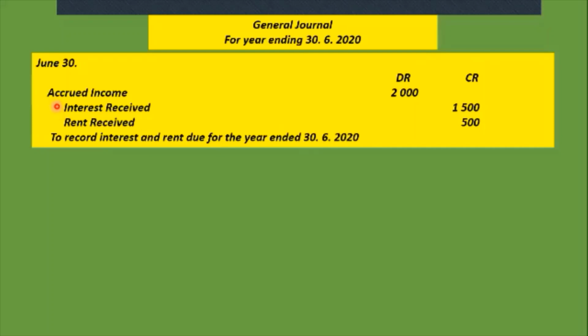Notice again the indentation for the credits, the narrative to record interest and rent due for the year ended 30th of June 2020.